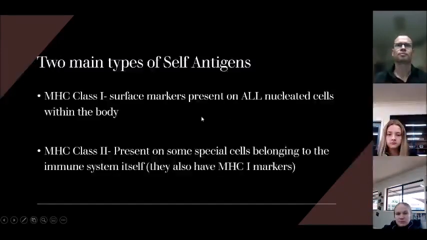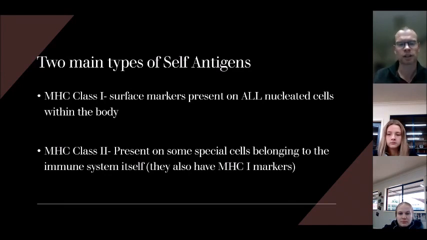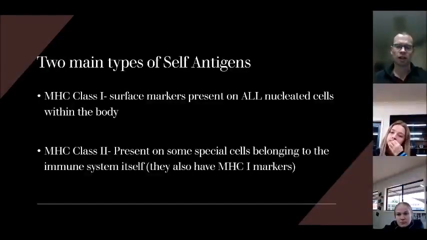All right, so in order for the immune system to not target you, we have these markers called MHC markers. There's MHC class 1 and class 2. It does stand for major histocompatibility complex, but you don't need to know that. It's just MHC. The main thing you need to know and remember about these is that they are on every nucleated cell in your body.